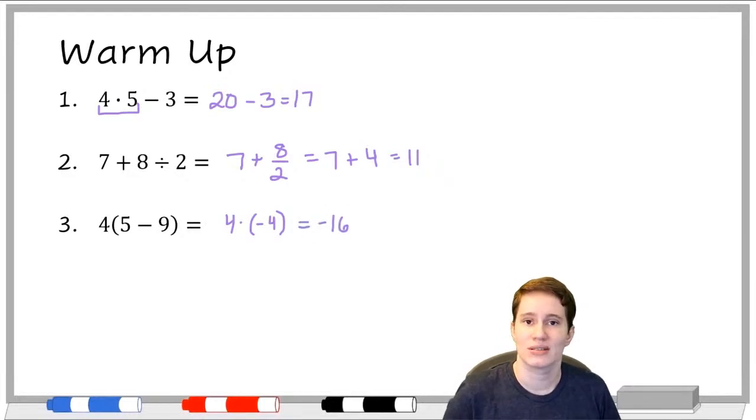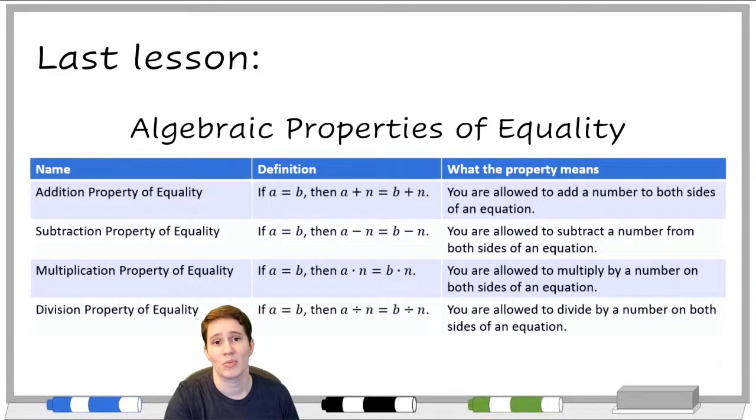Now, what does this have to do with solving two-step equations? I'm glad you asked. Real quick, let's remember something from last lesson. We talked about the algebraic properties of equality. These properties say that we are allowed to add things to both sides of an equation and have it still be the same equals relationship. We can subtract things or multiply things or divide things, as long as we do the same thing on both sides. Our equation is still an equation. It's still a true statement that the left side equals the right side.